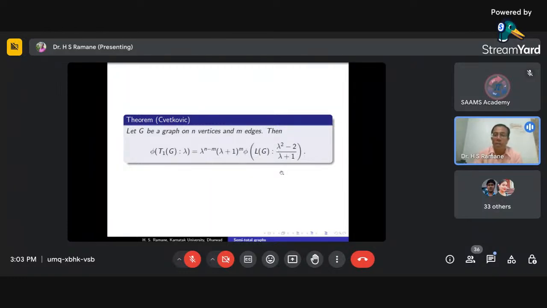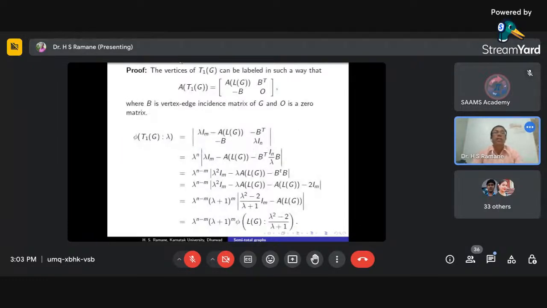Okay, I will outline the proof. See here, the vertices of T1G can be labeled in such a way that you can get the adjacency matrix of the semi-total line graph as the adjacency matrix of the line graph, B transpose, B is the incidence matrix of G minus B, and O, where O is a zero matrix. So one can label the vertices so that the adjacency matrix of T1G is this.